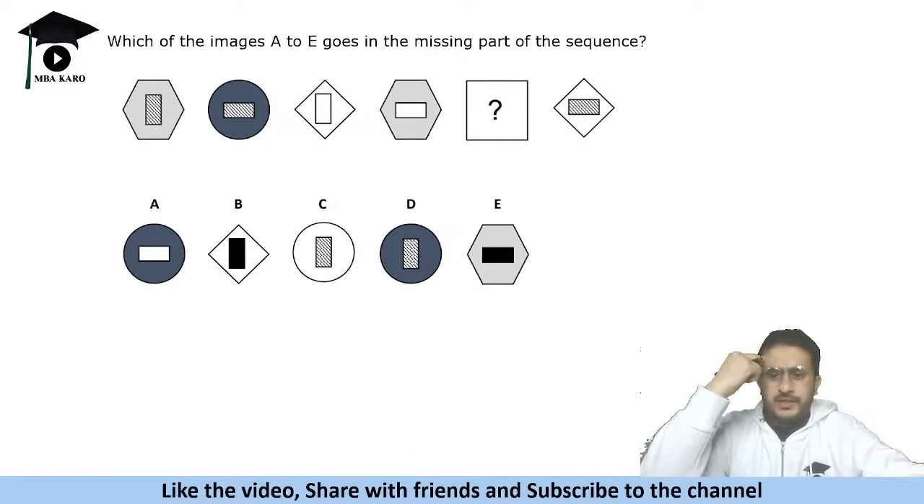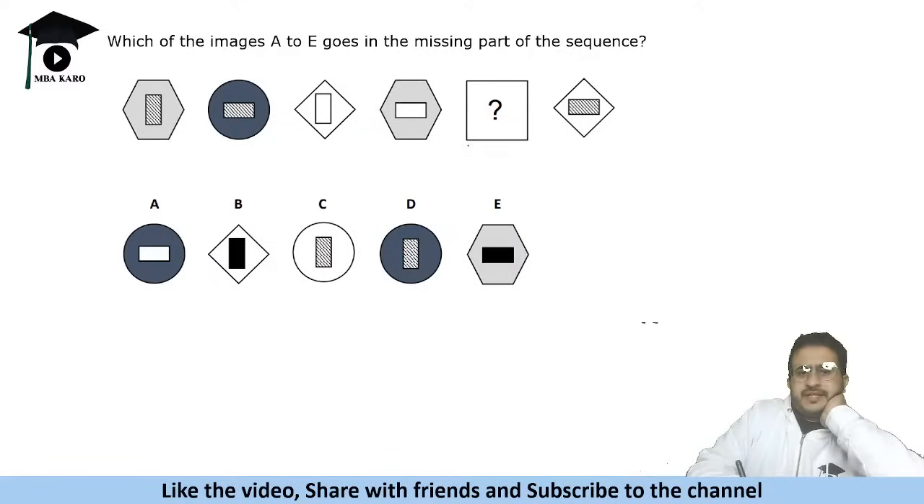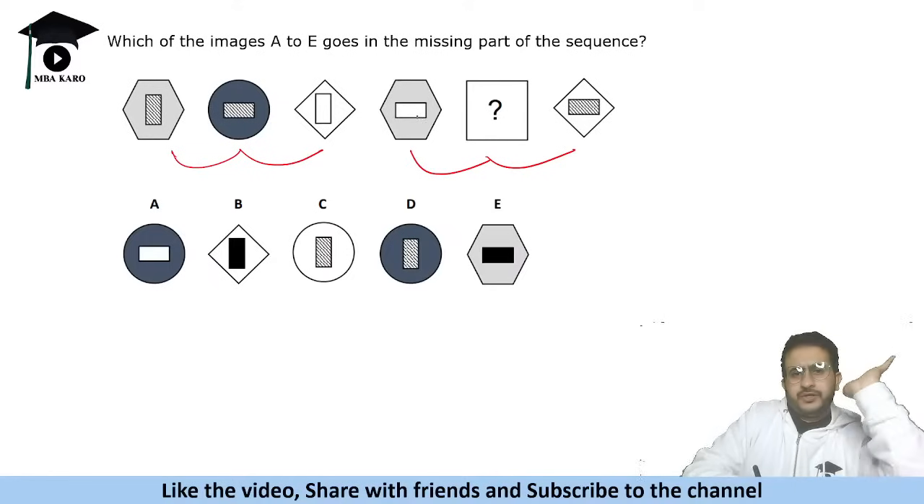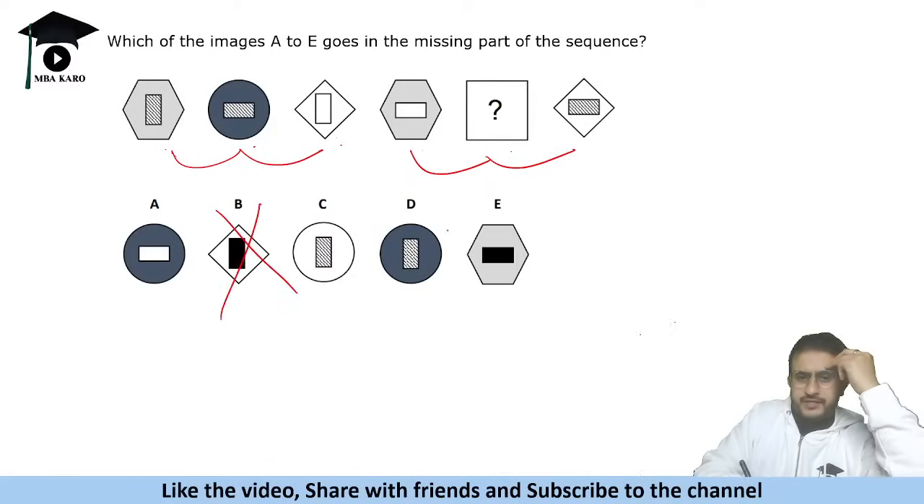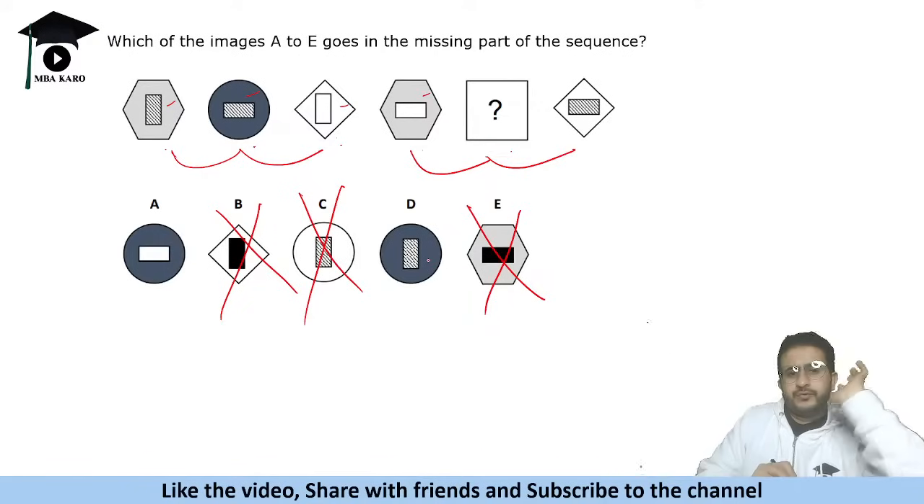Okay. Now let's see the logic of this. See, if you notice this pattern, there are six images. One, two, three. One, two, three. Could be the logic, right? If you see alternately, they are hexagon, circle, rhombus, hexagon, circle. So a circle should come, right? So we can eliminate these two options. Now, circle, if you see the colors, this is gray, blue, and white, gray, blue. So obviously it has to be blue circle.